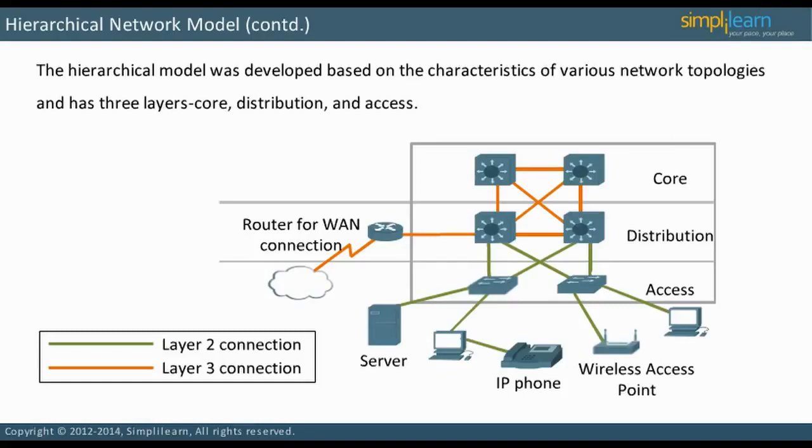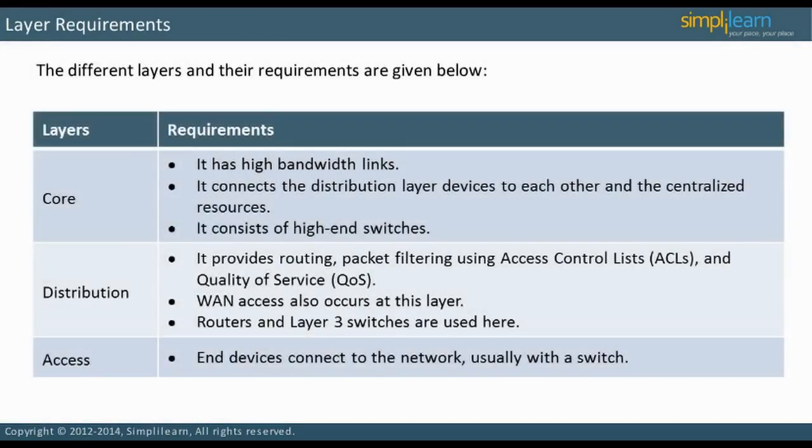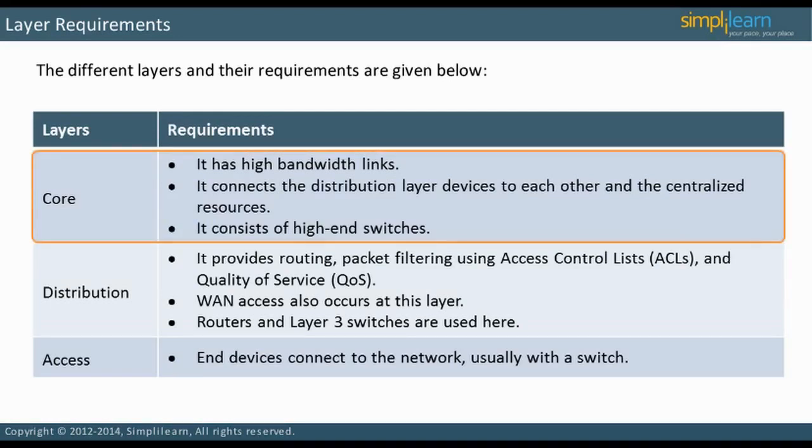Let us discuss the layer requirements in the following slide. The different layers and their requirements are as follows. The core layer has high bandwidth links. It connects the distribution layer devices to each other and the centralized resources such as database servers. The core layer consists of high-end switches.